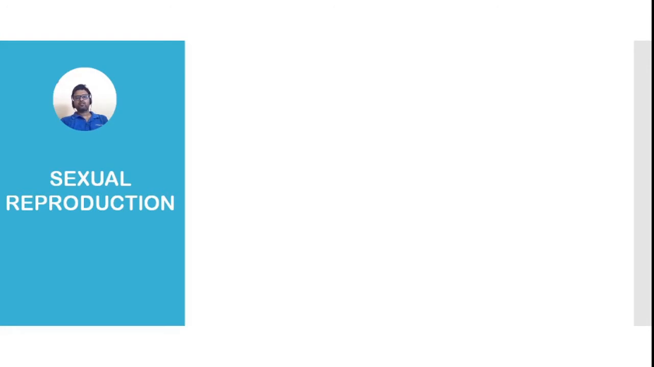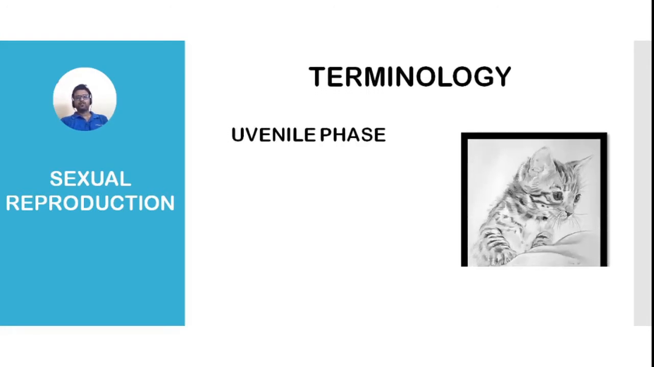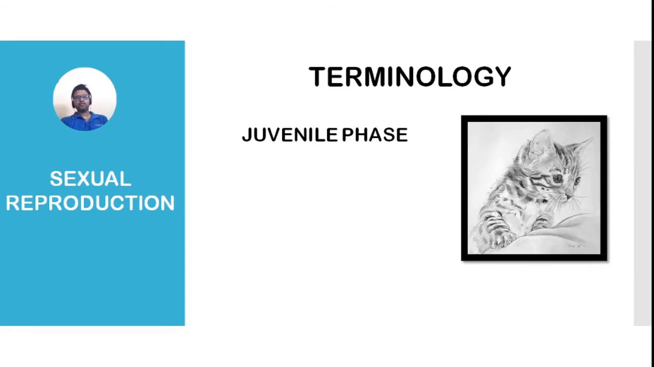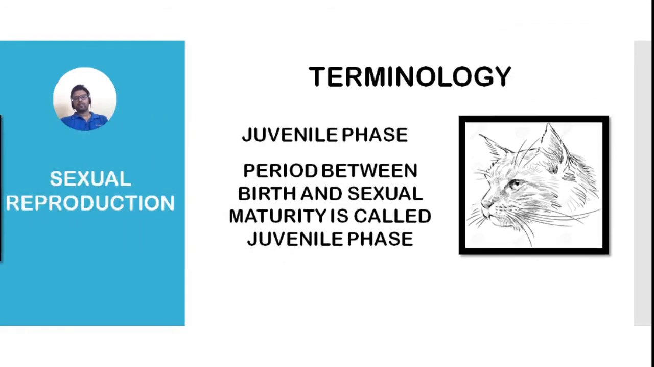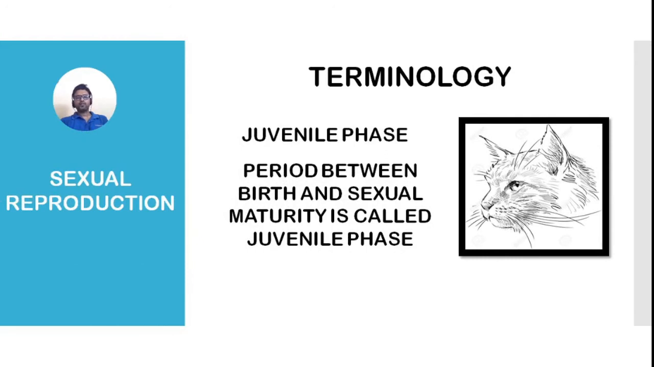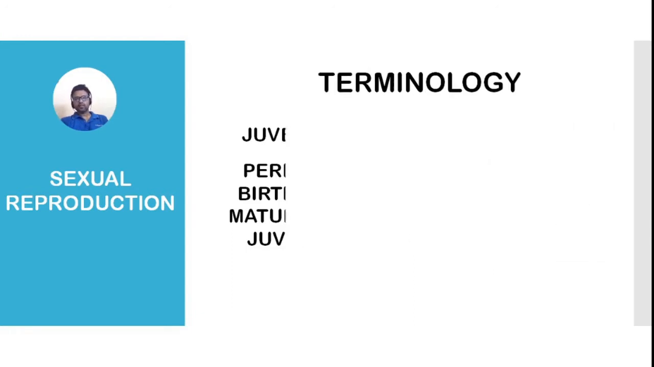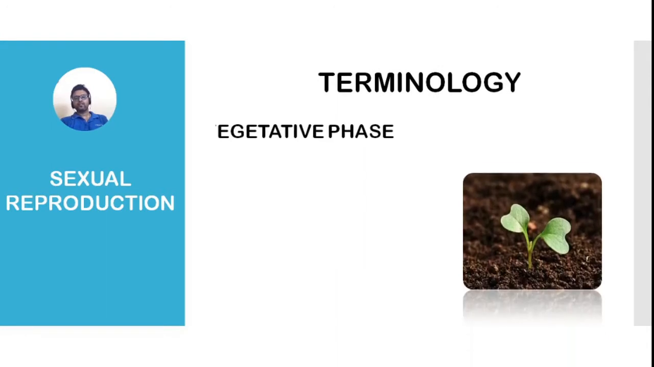Okay. Now let's go to some common terminology. The first one is the juvenile phase. Juvenile phase means the period between birth and sexual maturity. I repeat, the period between birth and sexual maturity is called the juvenile phase, and this is commonly used in animals. The next term is vegetative phase.